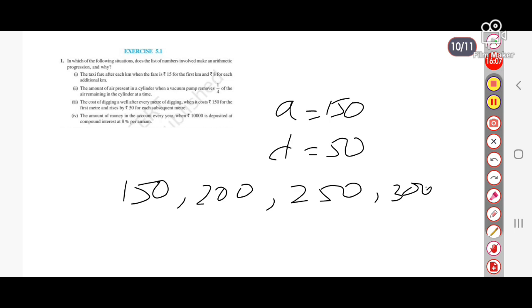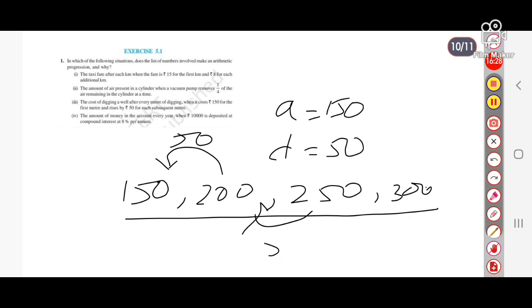So 150, 200. If I dig another meter, I'll get an extra 50. So 250, another 300. It goes on. So this is the sequence of the question that is given. Over here, the common difference between the second term and the first term, similarly the third term and the second term, will again be 50. Yes, the fourth term to the third term, and it goes on. It will be 50, because however much I dig, however much deeper I go, for each and every meter I'll get paid the same 50 rupees. So the common difference will be 50 only.